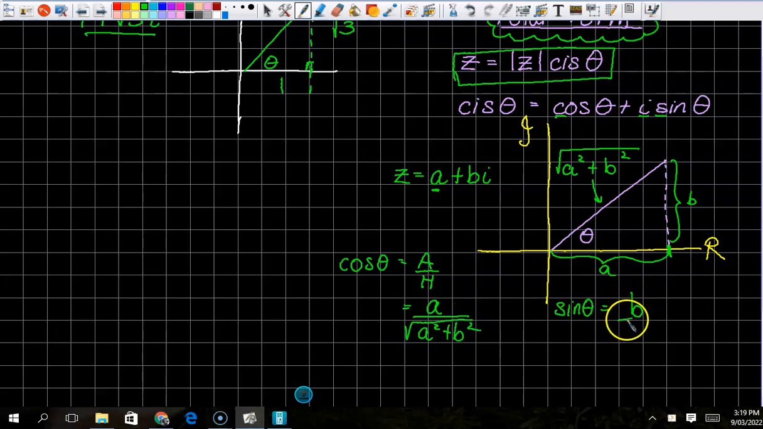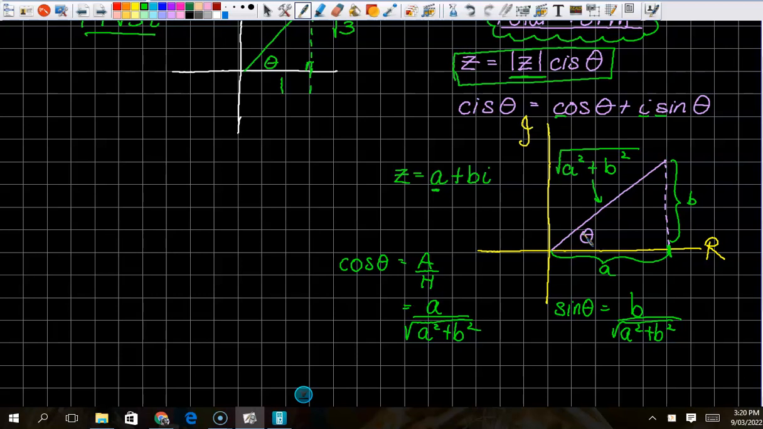So b over the hypotenuse. Now if you were to slap that into cis theta, cos theta plus i sine theta, so this plus this with an i in front of it, and then you times it by the length, which is that, don't you get back to a plus bi? So it's just showing you that this form is equivalent. Does that make sense? So instead of having to write cos theta plus i sine theta, we just go cis and we put the angle that we would find here.